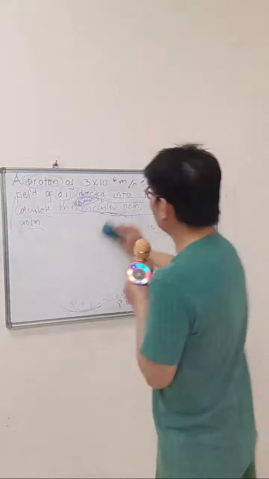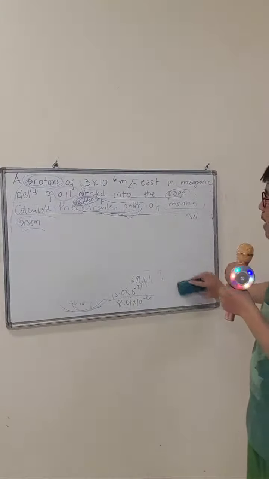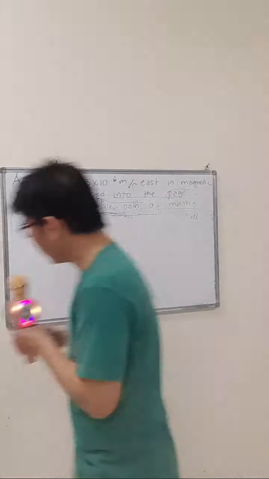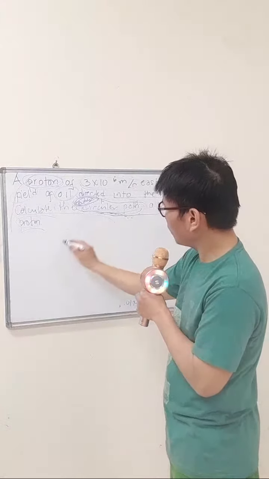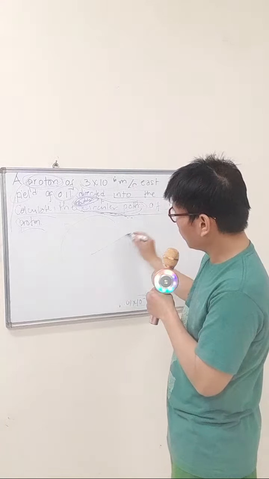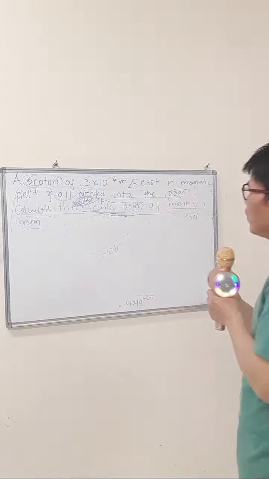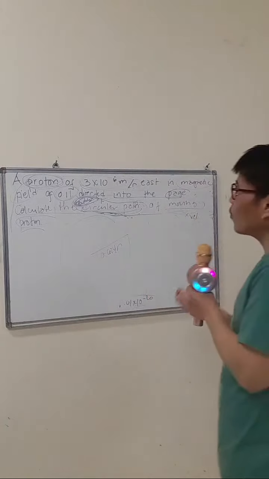The answer for this is 0.624 meter. So if you need to sketch that again, it's going to be like this: draw a circular path, and the radius would be 0.624 meter.